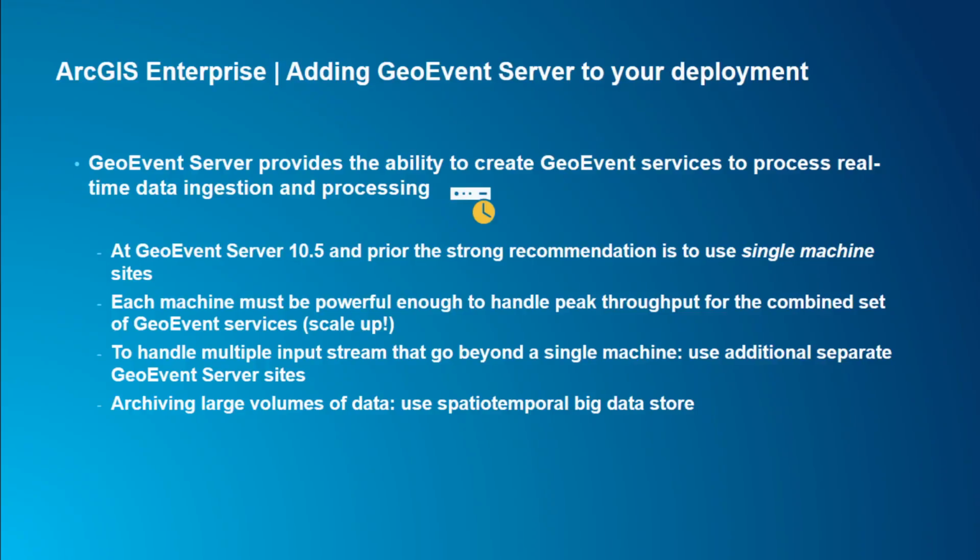That means that each machine or each site needs to be powerful enough to meet the peak demand that you're going to put on it. However many events per second, observations streaming in, you need to be able to handle on that one machine for that set of streams. In other words, if a single stream of input data is too much for your machine to handle, you need to scale that machine up as opposed to scaling it out. To handle multiple streams, you can scale out by adding additional sites.